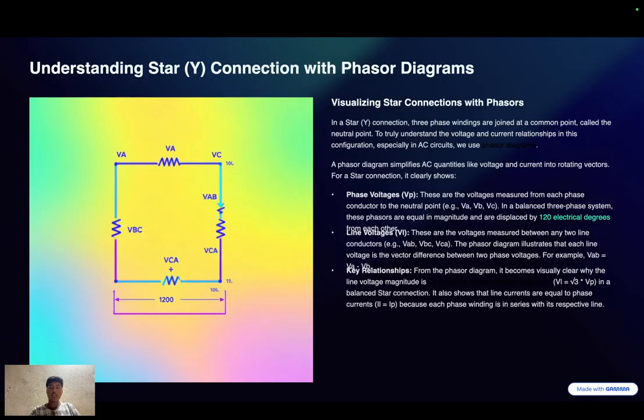Line voltages are the voltages measured between any two line conductors. Key relationship: from the phasor diagram, it becomes visually clear why the line voltage's magnitude is root 3 times the phase voltage in a balanced star connection. In a balanced star connection, it also shows that line currents are equal to phase currents because each phase winding is in series with its respective line.